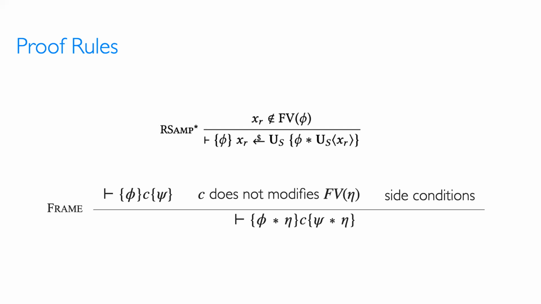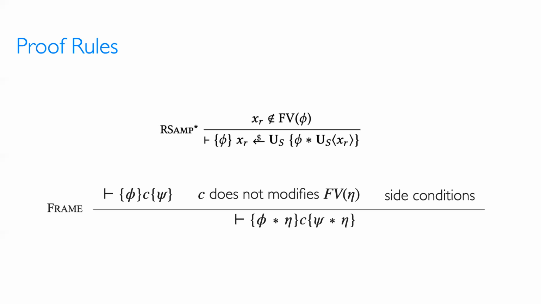When we sample, we can say that this new variable that we are sampling is uniform, and is also independent from what we sampled before. This is what the rule R sample tells us. And we can also have other rules of separation logic. An example I brought here because it's one of the fundamental ideas of separation logic.